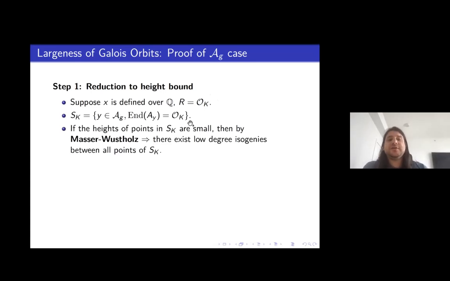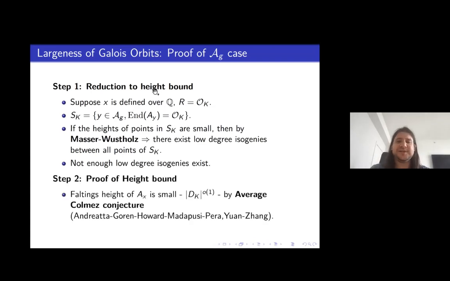And it's known that these all behave pretty similarly. It can be shown pretty straightforwardly that they all have basically the same Galois orbit, and they all have basically the same height. Now, Masser and Wüstholz prove that if the heights of these points are small, then there must exist low-degree isogenies between them, but there just aren't enough low-degree isogenies if you count subgroups. It's a very simple combinatorial problem. And so that shows that you must not have been defined over Q, i.e. you must have had large Galois orbits.